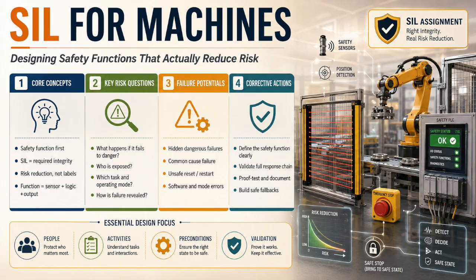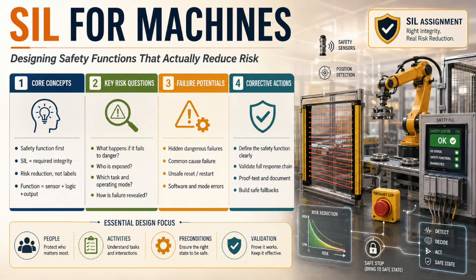So if you are a trainee engineer listening to this, here is the mindset I want you to carry forward. Do not be impressed by safety labels. Be interested in safety functions. Do not ask, is this component certified? Ask, can this complete function achieve the required risk reduction in the real machine? Do not ask, what do we want? Ask, what SIL does the accident model require? Do not ask, can we pass the audit? Ask, can we defend this design when something fails?